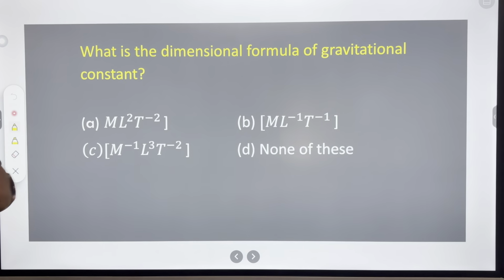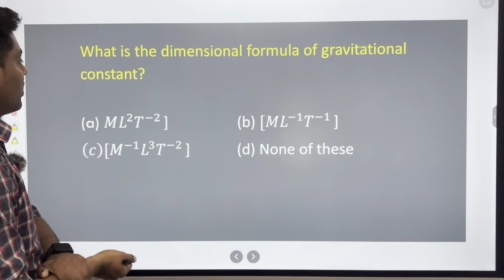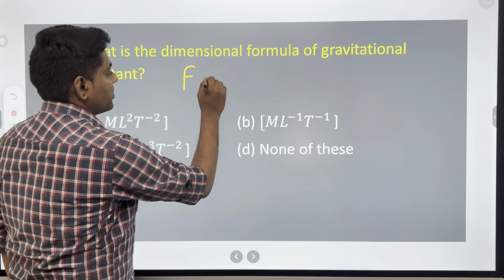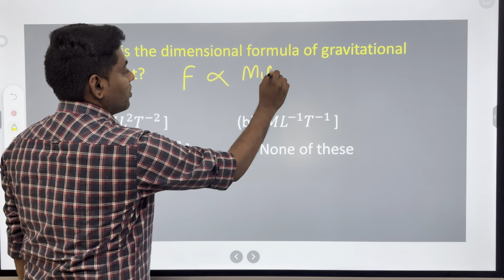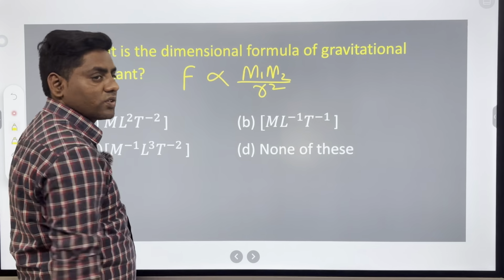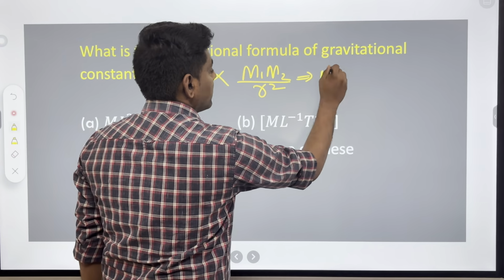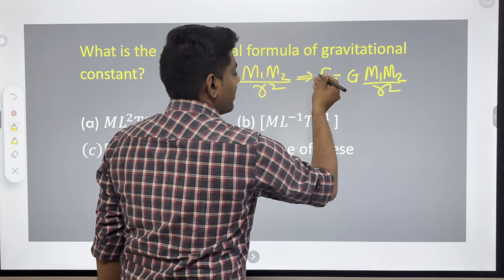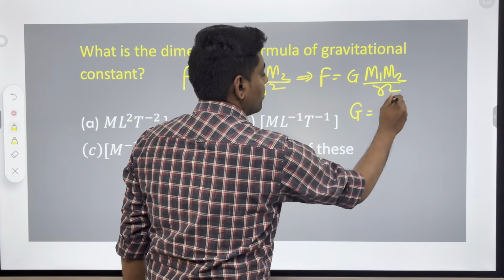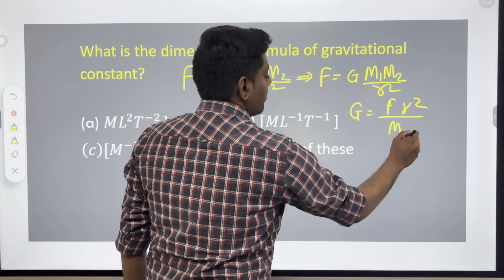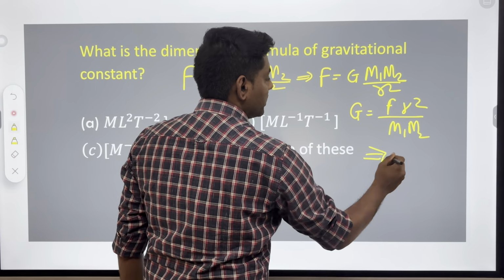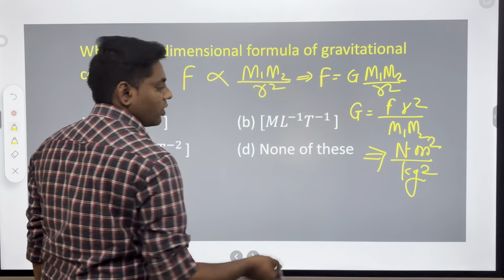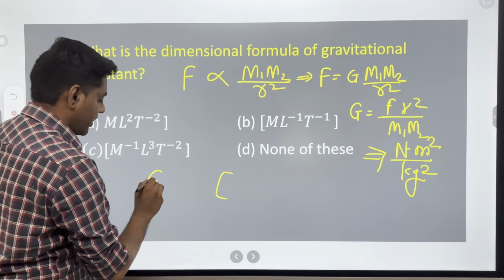Next MCQ. What is the dimension formula for the gravitational constant? Very simple: we know Newton's law of gravitation. The force of attraction is directly proportional to the product of the masses of two bodies and inversely proportional to the square of the distance between them. With a constant of proportionality, we get F equals G m1 m2 divided by r square. From here we can calculate the formula of G, that is force into r square divided by m1 into m2. The SI unit for G is Newton meter square divided by kg square. From this formula we can calculate the dimension of the gravitational constant.